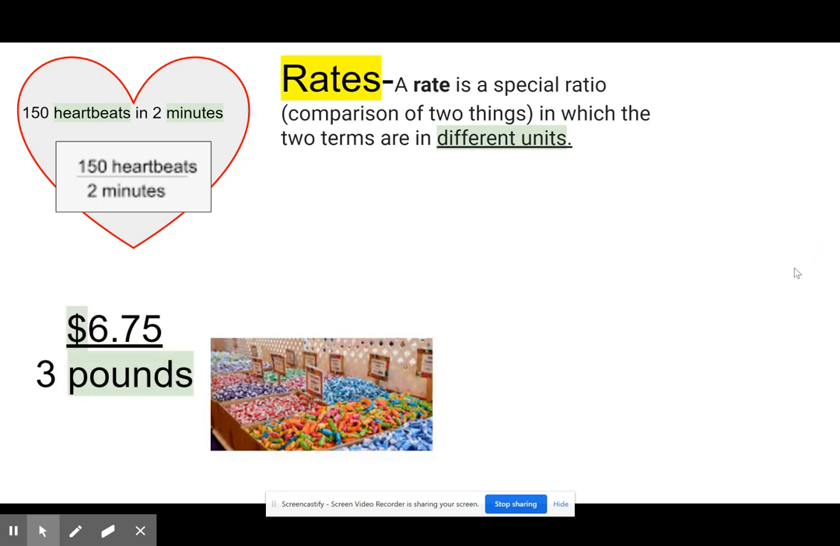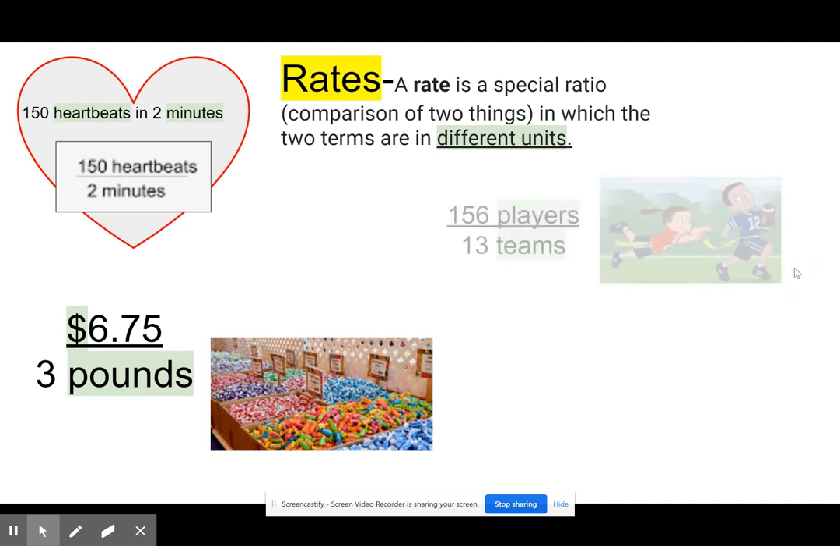Another rate is amount of money for so many pounds of candy. Money and pounds are the two different units. Here's a rate about a flag football league, 156 players for every 13 teams, players and teams being the different units. Notice I'm writing it as a fraction, and that's on purpose because in a few minutes we'll see that we can compare these rates and work with them by using division. And we know that that fraction bar means division, right?